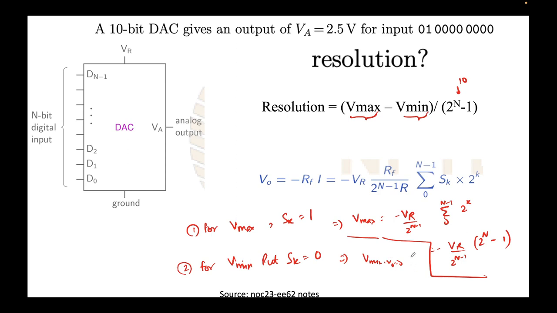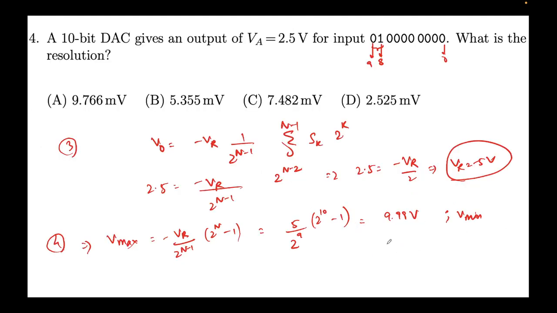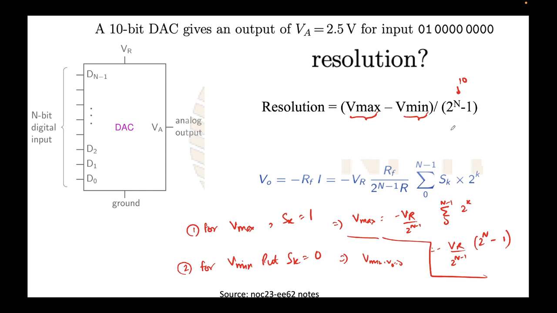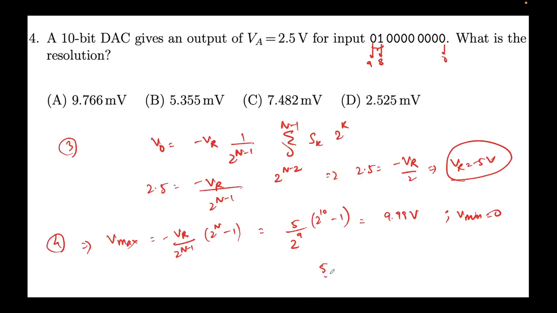So Vmin is actually not 0. So this is a mistake here. If I put all S as 0, yes, Vmin is 0. So now we can say the resolution is Vmax minus Vmin over this. So this gives us, as the fifth step, resolution equals Vmax minus Vmin, that's 9.99, minus Vmin, divided by 2 raised to the power 10 minus 1.